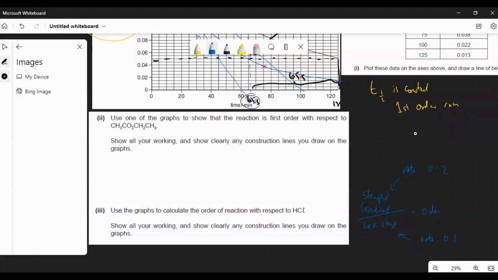So you're doubling the concentration of HCl. The ratio of the different rates will give you the order with respect to HCl. Okay, and as you can see, even though I've done it very, very badly, why isn't that working?